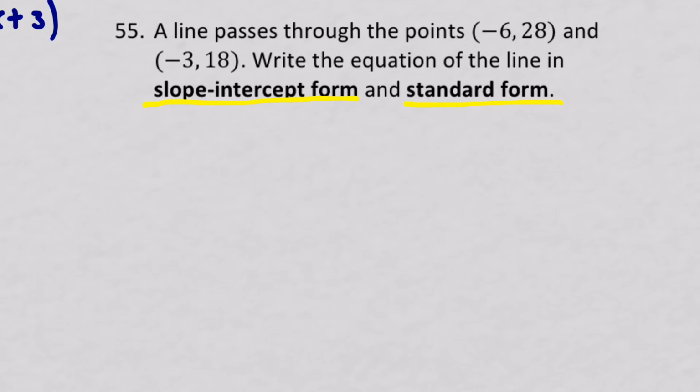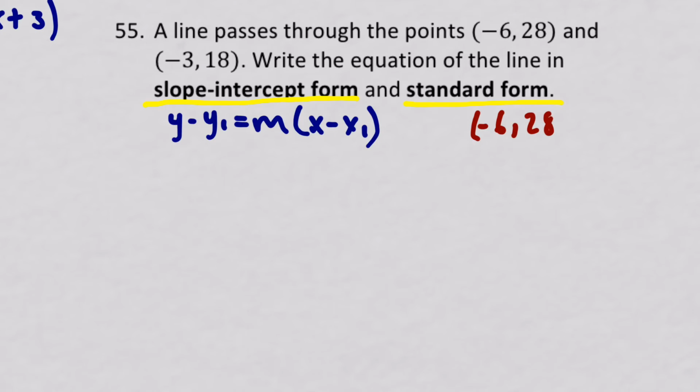Let's start with point slope form. Although they're not asking for point slope form, it always makes the process flow easier if you start here and then convert it to slope-intercept form and to standard form. So using point slope form, first of all, what I'm going to do is find the slope like I always do. So it's going to be negative 6, 28 and negative 3, 18.